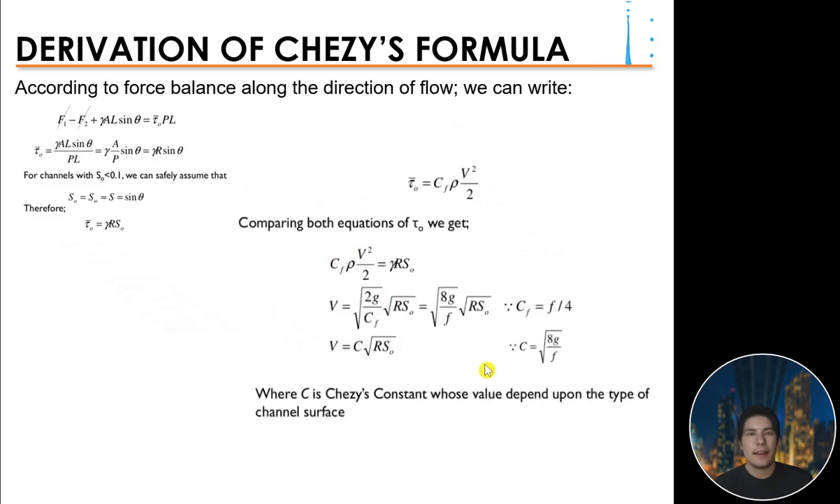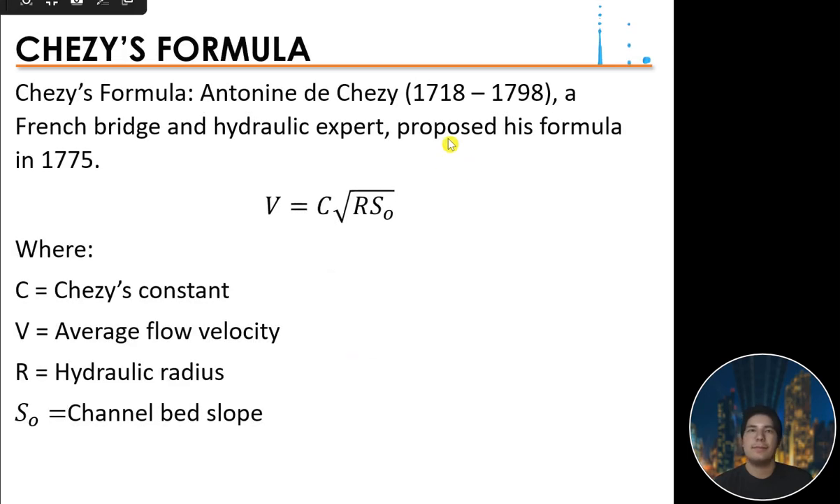So again, simplifying that one, so we have this formula from Chezy. Yung C dito is the Chezy's constant, whose value depend upon the type ng channel surface natin. So this is a French bridge, an hydraulic expert, Antoine Chezy, 1718 to 1798. So nagpropose siya ng itong formula, which is velocity. The average flow velocity is equal to Chezy's constant, square root of the hydraulic radius times the channel bed slope, SO.